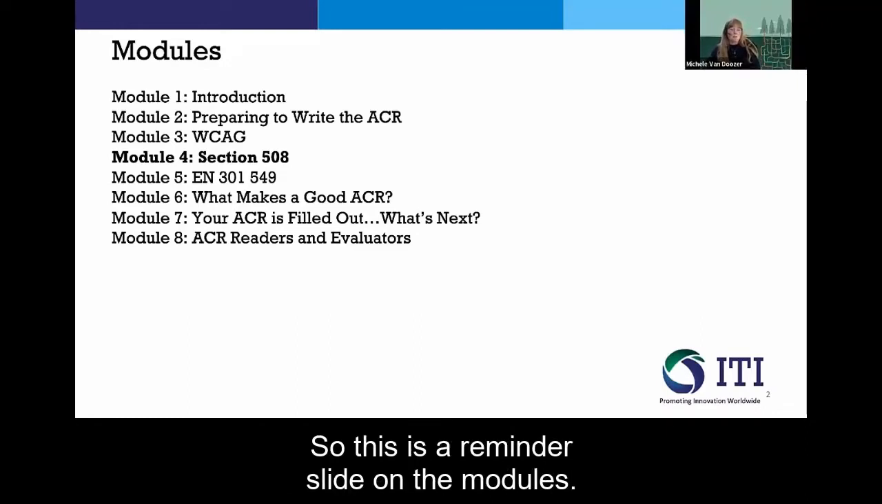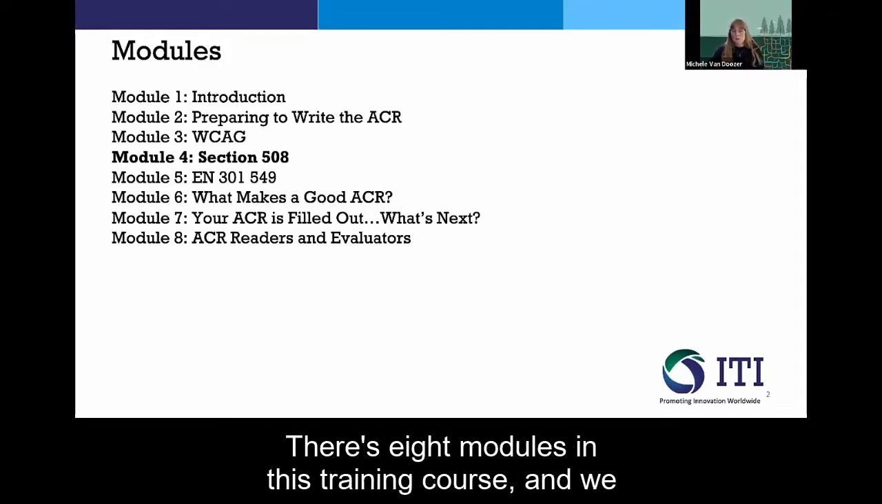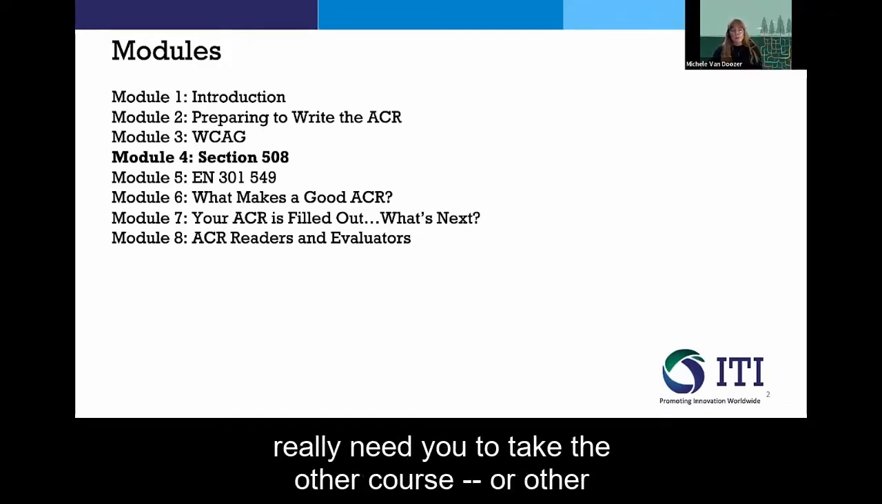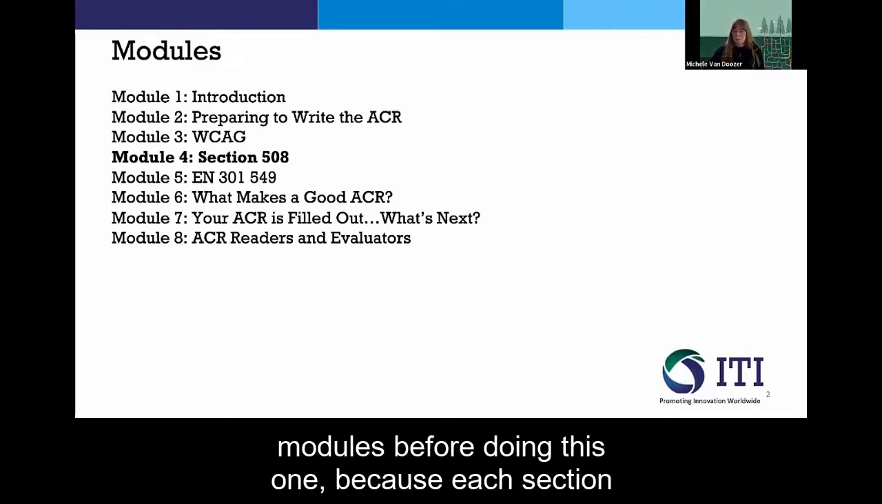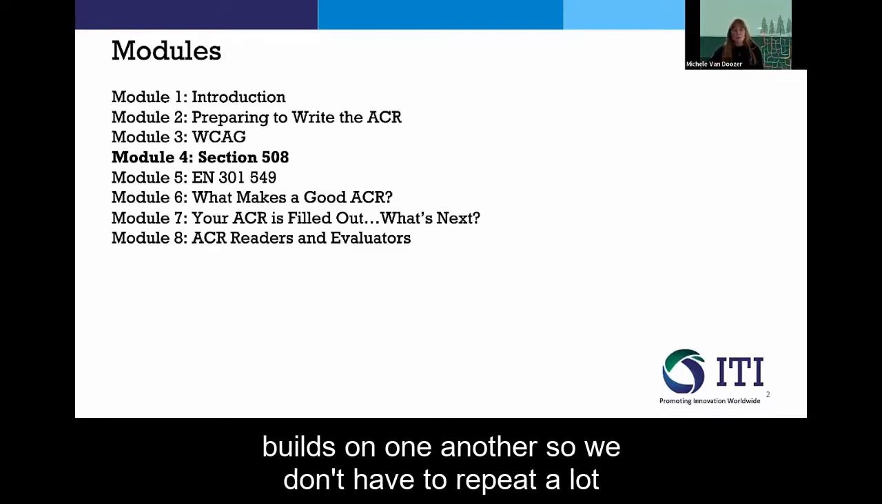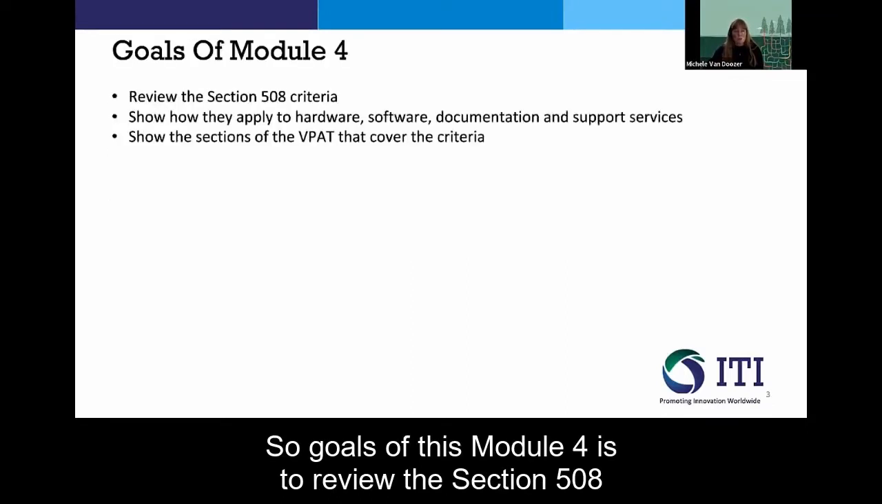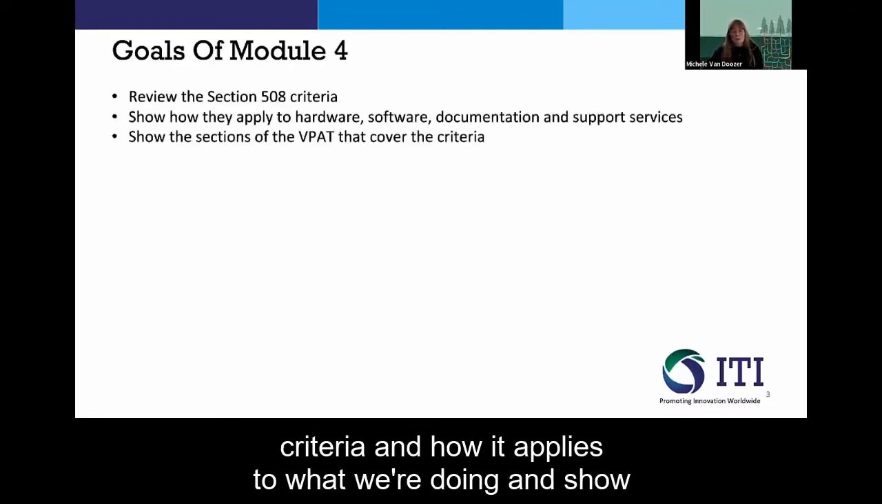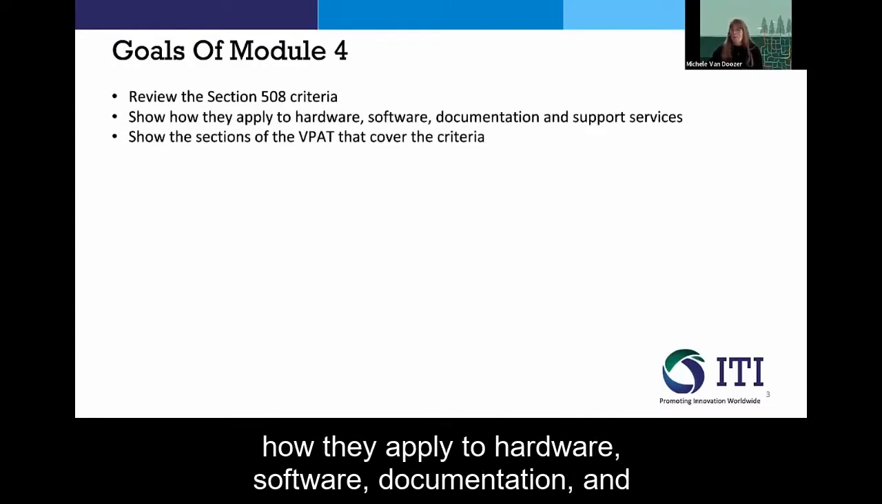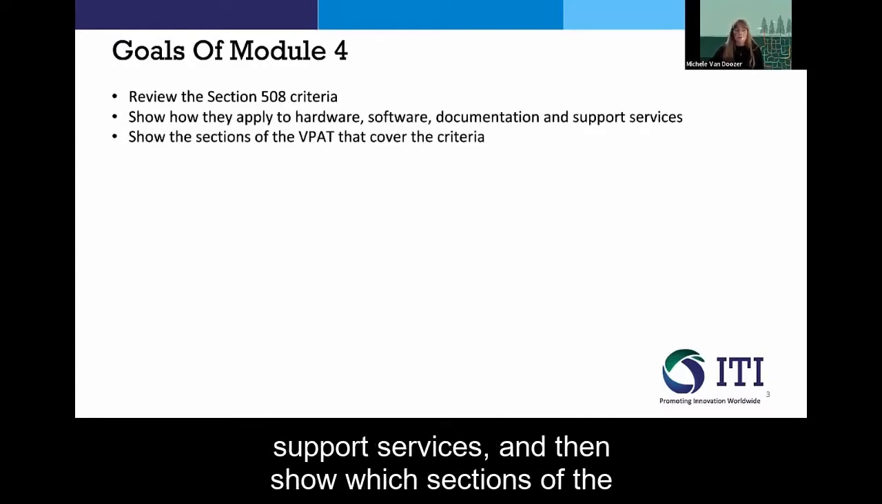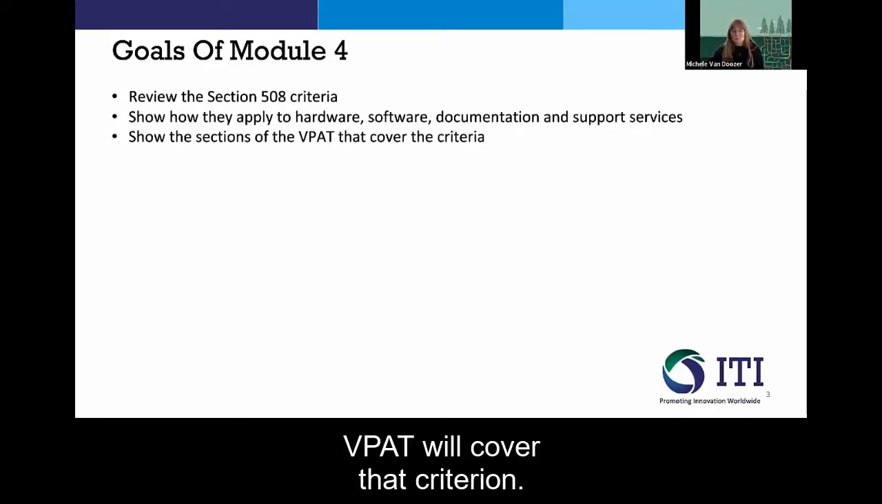So this is a reminder slide on the modules. There are 8 modules in this training course, and we really need you to take the other modules before doing this one, because each section builds on one another, so we don't have to repeat a lot of information. The goals of this module 4 are to review the section 508 criteria, how it applies to what we're doing, and show how they apply to hardware, software, documentation, and support services, and then show which sections of the VPAT will cover that criteria.